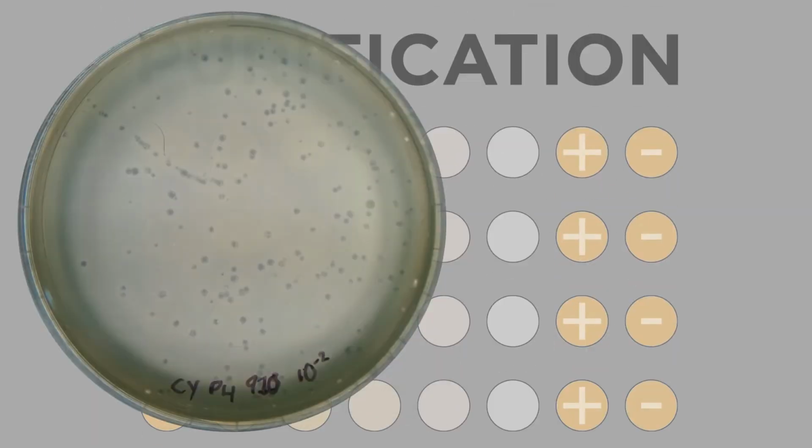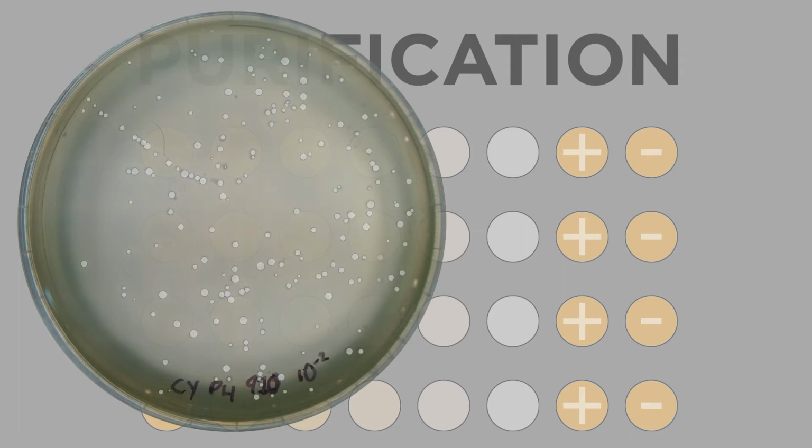This is my 10 to the negative 2 plate from my 4th round. As you can see, SPG likes to form relatively high quantities of rather small plaques. All the plaques I could discern were clear, meaning that SPG is exclusively lytic, though it was a little difficult to tell given their size.